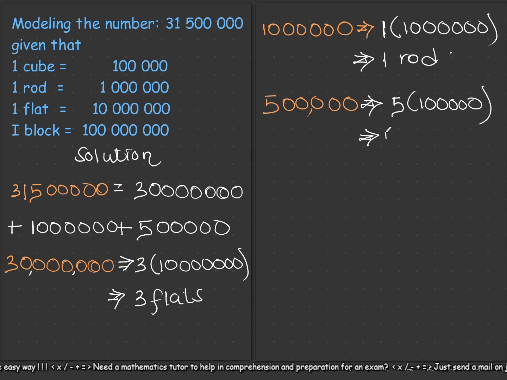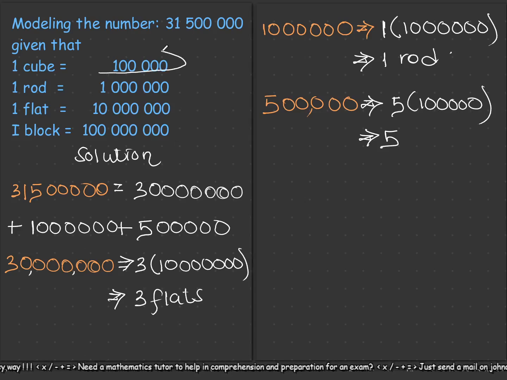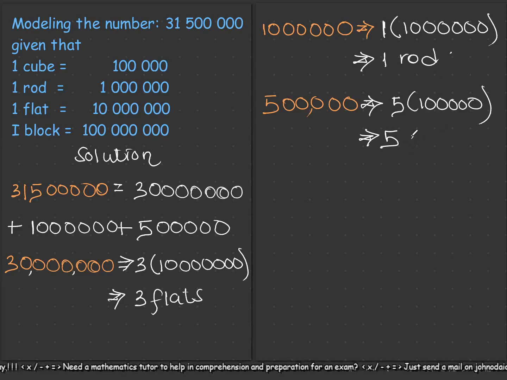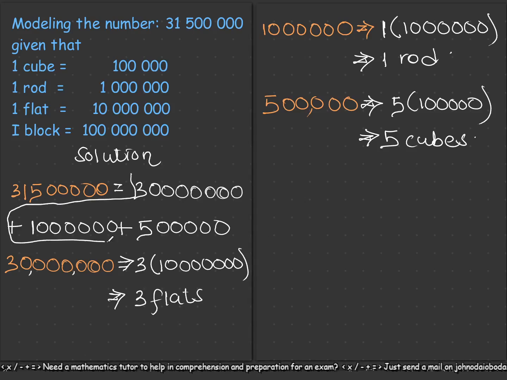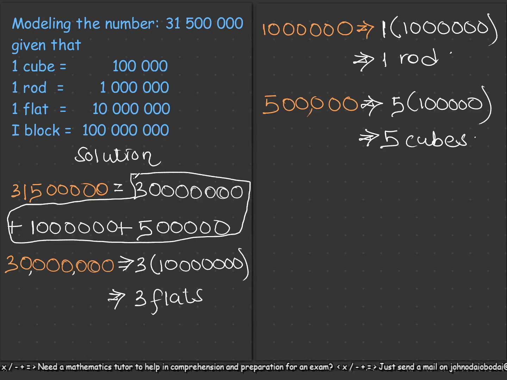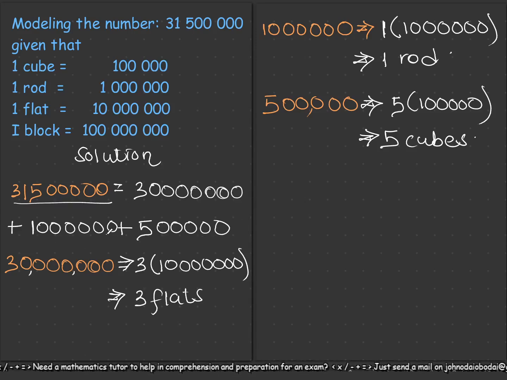Now, we know 100,000 here represents what? A cube. So instead of writing 5 of 100,000, you just write 5 cubes. You see? So we have been able to write these numbers, which was the expanded form of the number in question, in terms of what? Flats, rods, and then cubes.